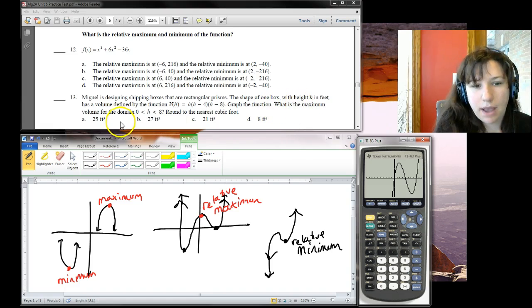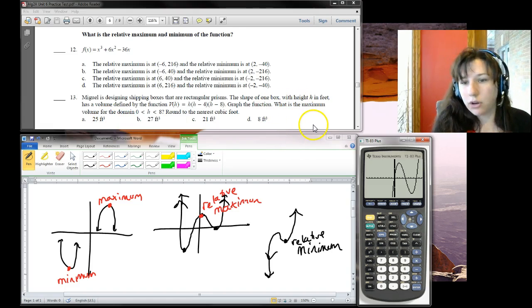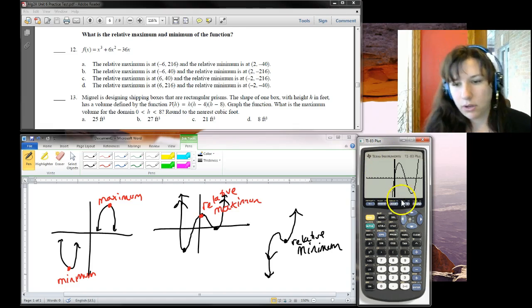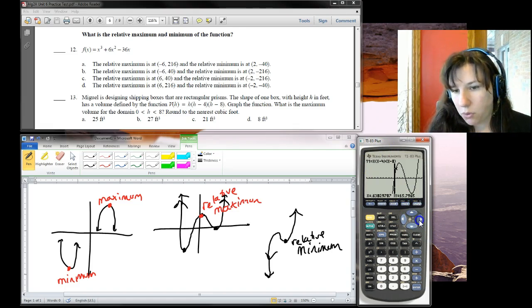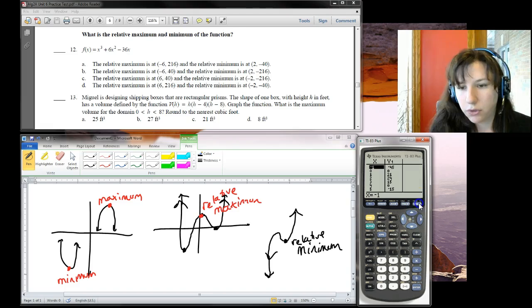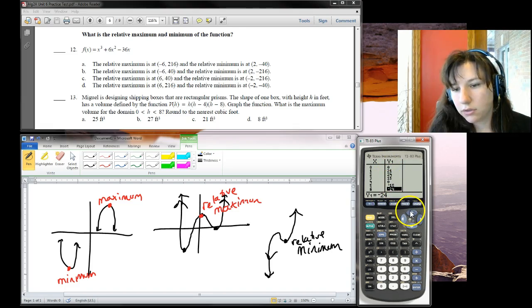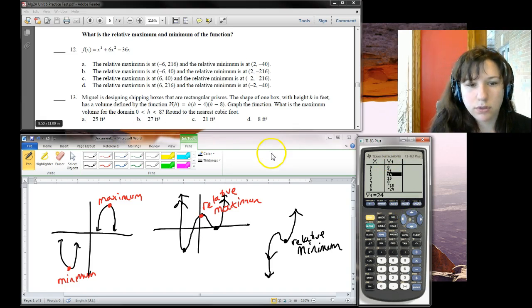For this one, they just want to know the maximum. Because if I'm shipping boxes, I don't want to minimize the size of the box. I want it to be able to hold as much as possible. So I can hit trace, and it looks pretty close to 25. Again, you can also look at the table. And I see it's going up, hits 24, and then starts coming back down. So again, between 0 and 8, it looks like the biggest one is 24, it's closest to 25.